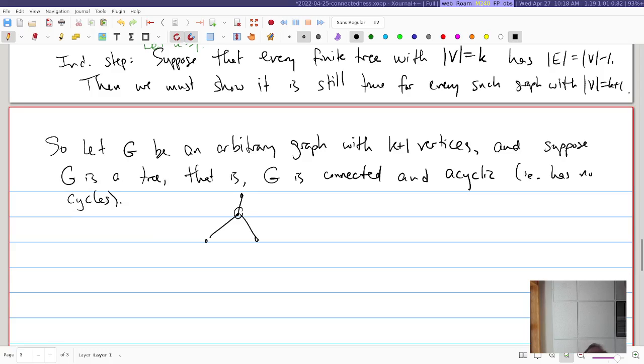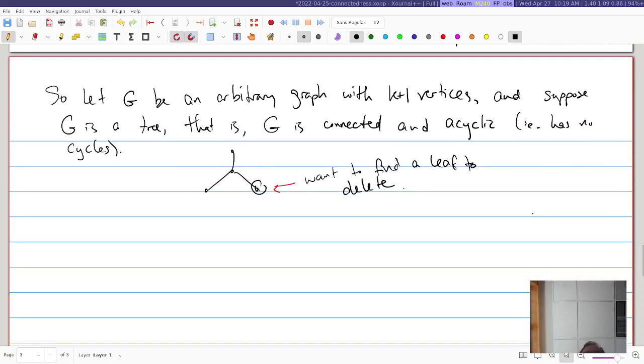So in order to keep it a tree, what I have to do is find a vertex of degree 1, also known as a leaf. If I can find one of those, then I can delete it. If I delete that vertex and that one edge, the thing I'll be left with will still be a tree, because I didn't make it disconnected by deleting. So we want to find a leaf to delete.